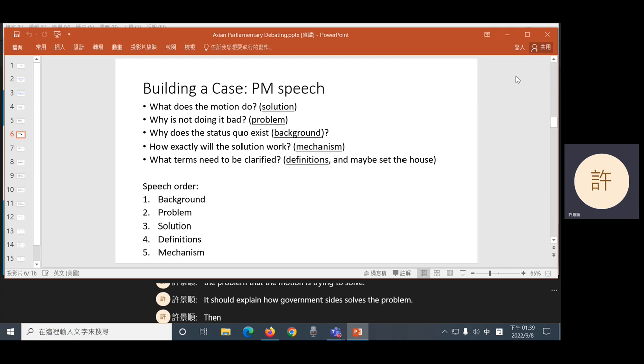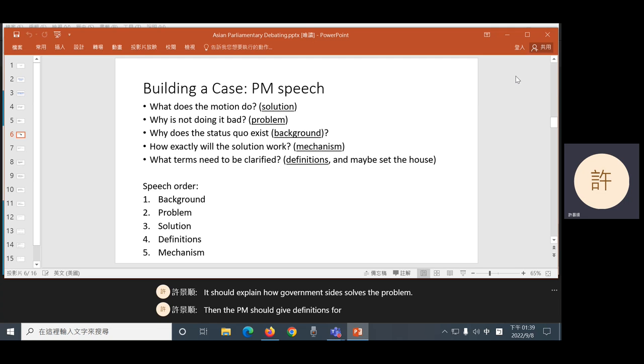Then the PM should give definitions for any words that might be unclear. And then finally, the PM will explain exactly how the motion, using the definitions, will solve the problem. So that's the speech. But how do you prepare for this speech?